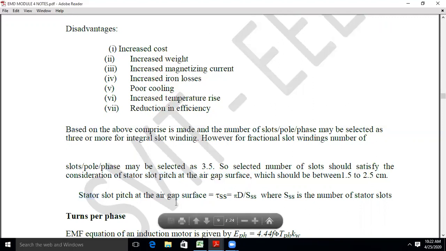The stator slot pitch at the air gap surface is given by tau SS equals pi D divided by SS. This we already know, pi D. SS is nothing but the number of stator slots. This stator slot pitch will be between 1.5 to 2.5 centimeter. Please remember. So this is about the stator and the design of stator slots.